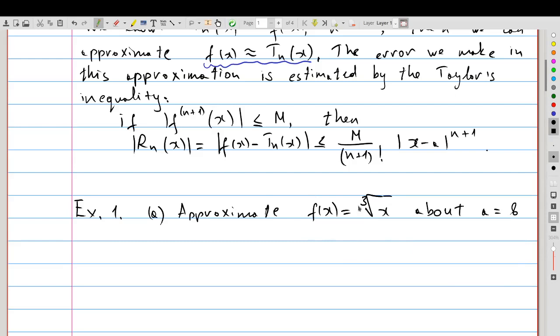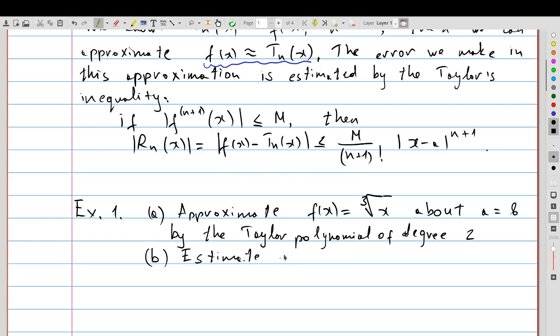Okay, so how are we going to do it? We will use the Taylor polynomial of this function of degree 2. So we'll use the quadratic polynomial and approximate f of x with this quadratic Taylor polynomial. And secondly, after we obtain this approximation, let us estimate the accuracy of this approximation.